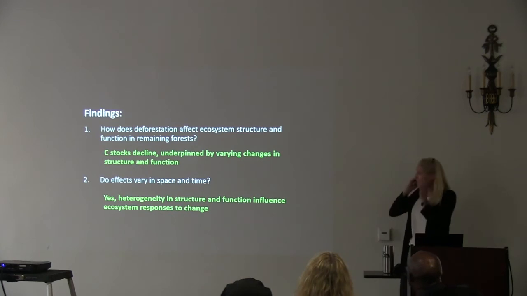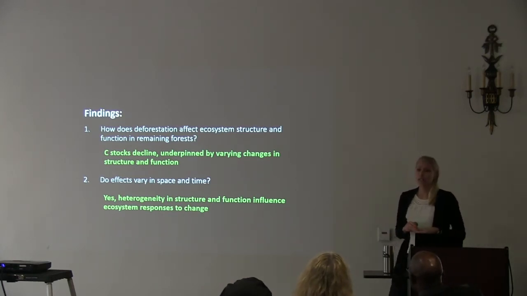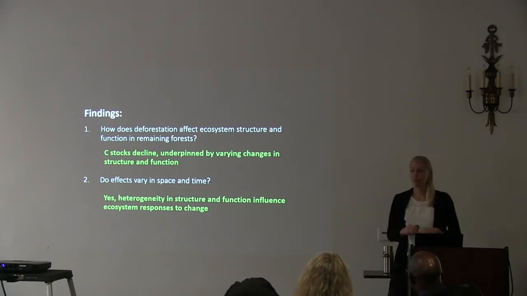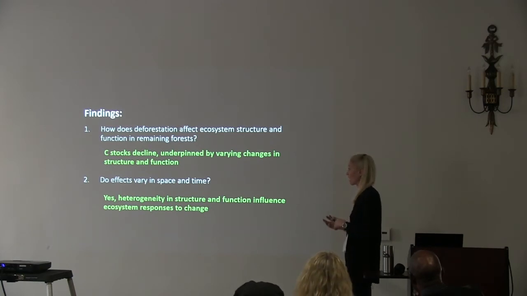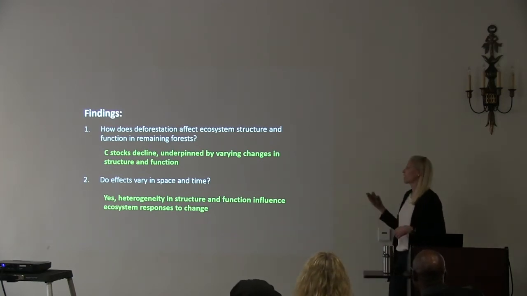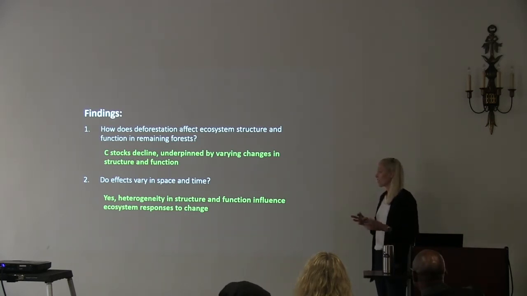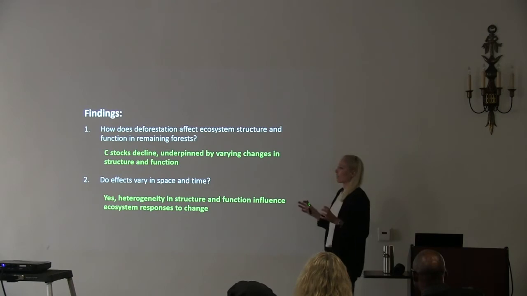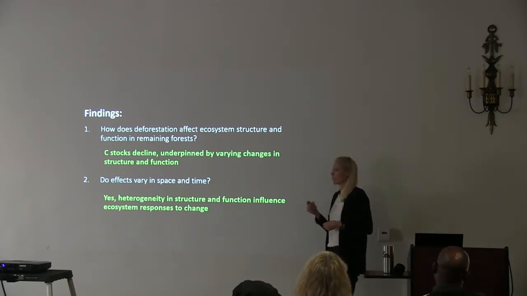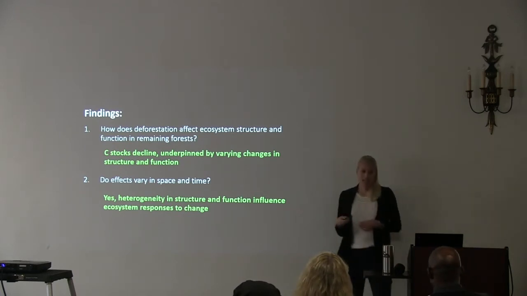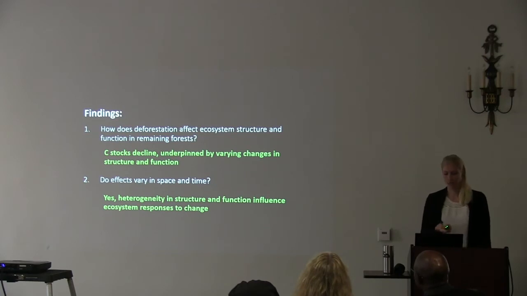So just to sum up, we did find significant carbon stock declines along all of these edges, but that was very much underpinned by pretty distinct effects on structure and function that varied or co-varied across these different sites. And yes, these effects do vary in terms of space and time, and it was really heterogeneity in structure and function across these different forest communities, which I didn't have a whole lot of time to go into today, that influences the ecosystem responses to change. In the next section, I'm going to talk about one of those communities that we know pretty well, or sites with 3 different communities that we know pretty well.